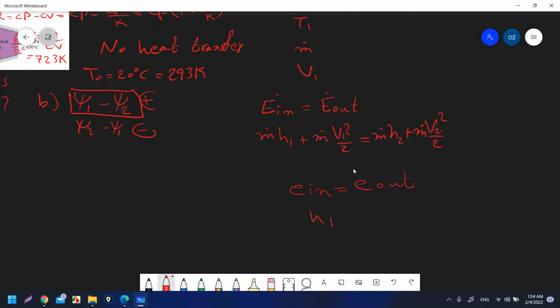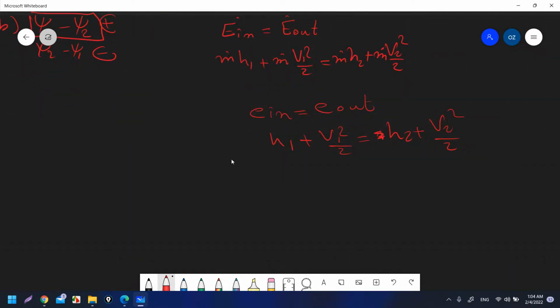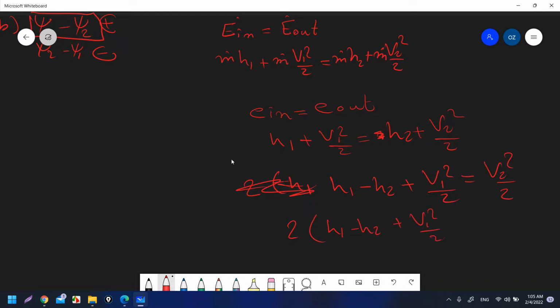If I divide it by mass, it will give me h1 plus V1 squared over 2 equal to h2 plus V2 squared over 2. I want V2, so let's move h2 to the other side, so it will be h1 minus h2 plus V1 squared over 2 equal to V2 squared over 2. Let's multiply by 2, so it will be 2 times (h1 minus h2) plus V1 squared equal to V2 squared.